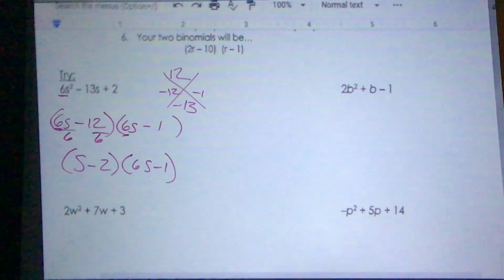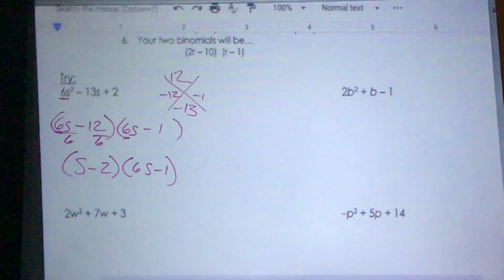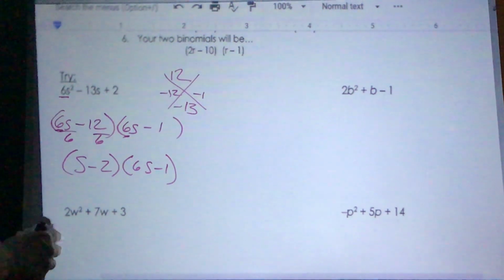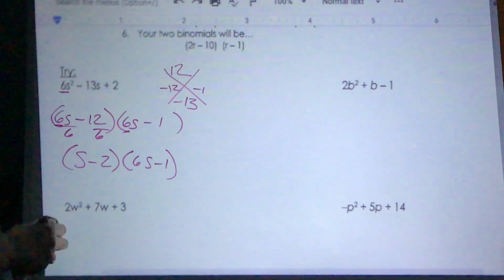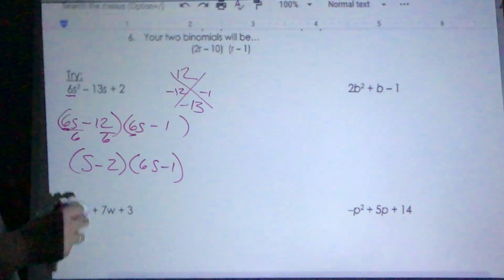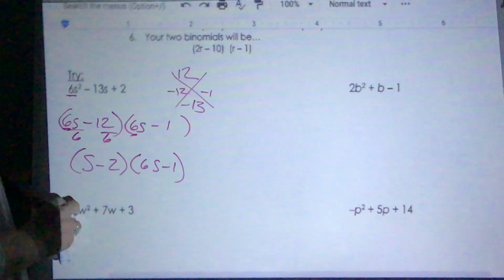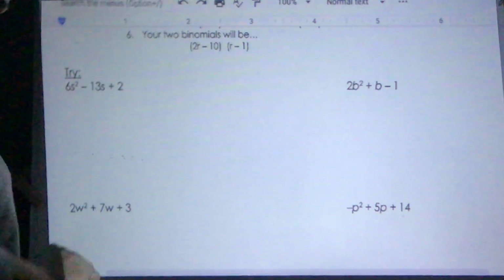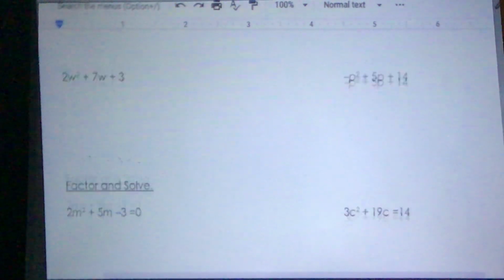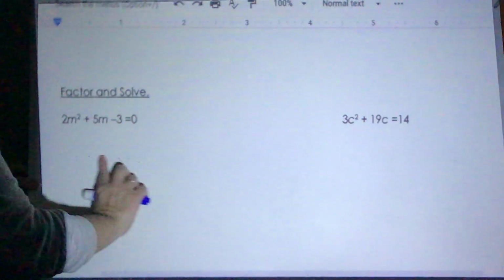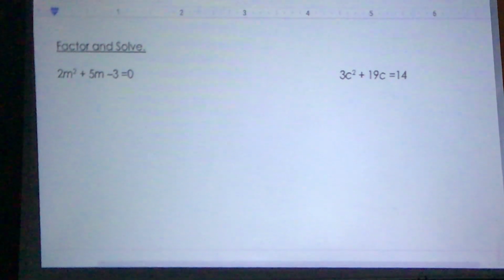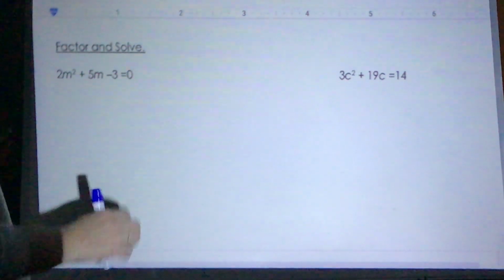Now you don't need to know every method, you just have to be able to do it. However, you will see most of your teachers using the grouping method, so you want to at least be familiar enough with it that you're not confused if you see them doing that. So now if we go back down to the factor and solve ones, we're going to factor these anyway, and I'm going to use the lazy way for the first one, and then I'll use the split method for the other one.